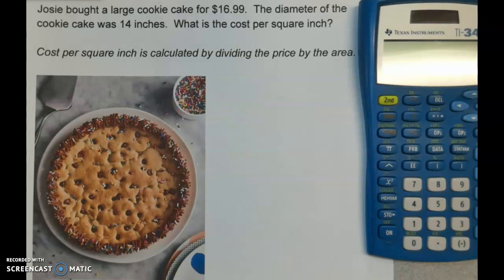All right, in our example, Josie bought a large cookie cake for $16.99. The diameter of the cookie cake was 14 inches. What is the cost per square inch of the cookie cake? You can see from the diagram that the cookie cake is round, so it is a circle. And our first step is going to be to find the area of the circle.